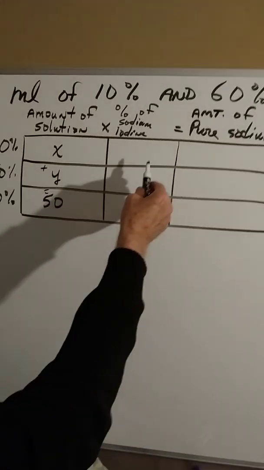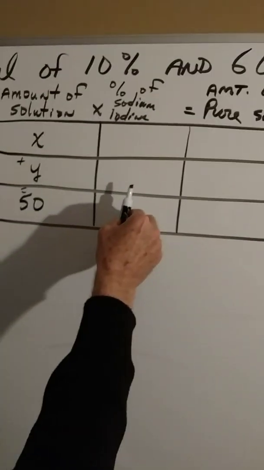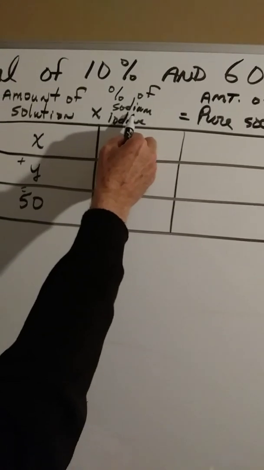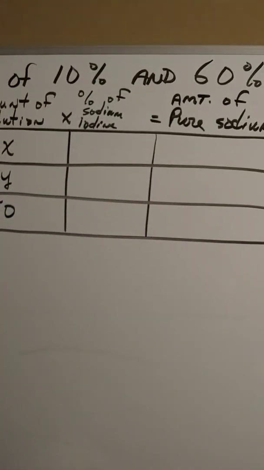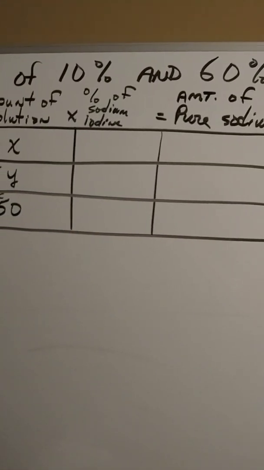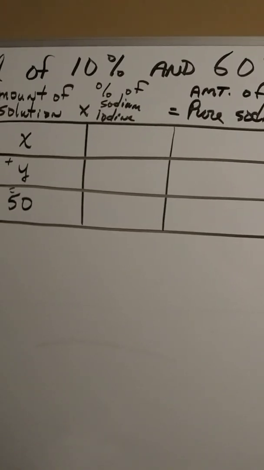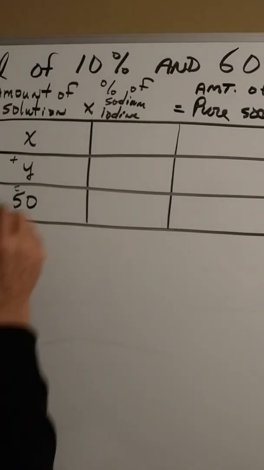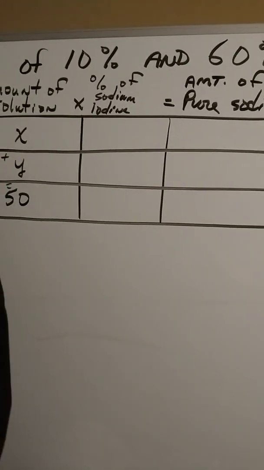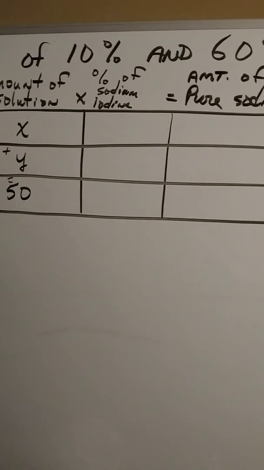Now let's move over here. This column, the percent strength of the various sodium iodines that he's drawn from. He's going to take some 10% sodium iodine. We need to express that 10% as a decimal. 2 to the left.